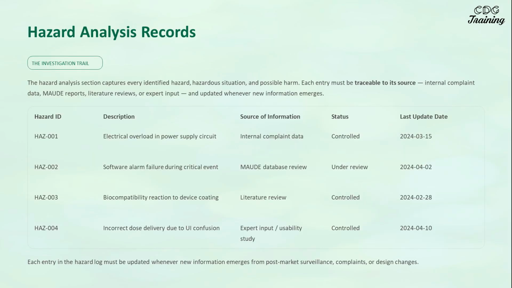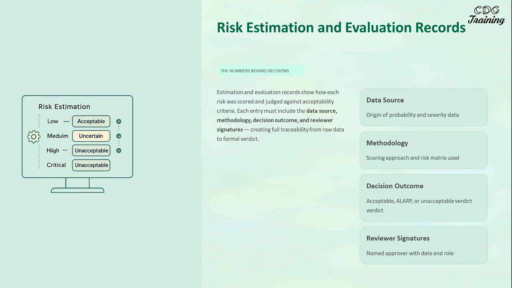Hazard analysis records document every identified hazard, its source, and status. Each entry must be traceable, ensuring that all potential risks are controlled and updated as new information emerges. These records show how each risk was assessed and judged against criteria. They include data sources, methodologies, and decision outcomes, providing full traceability from raw data to final verdicts.